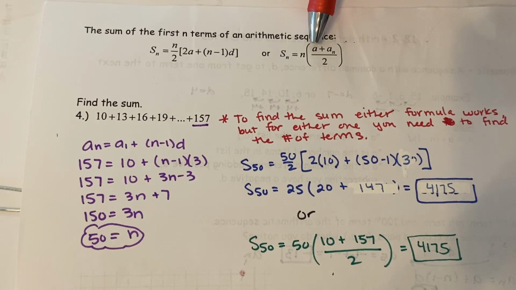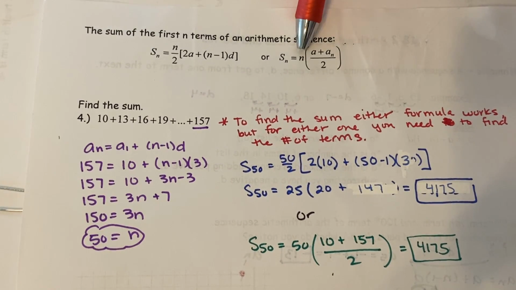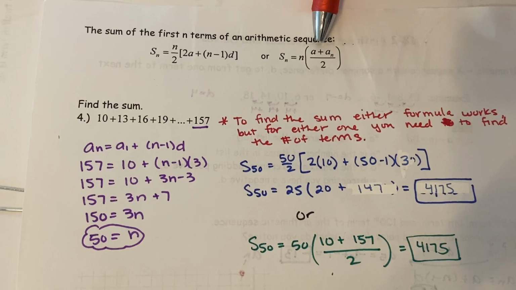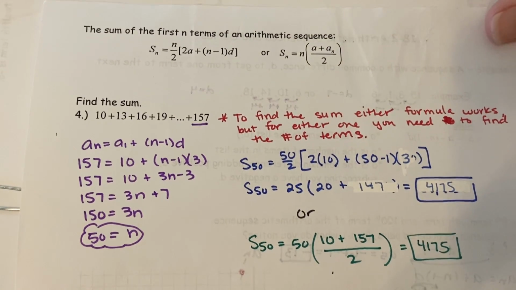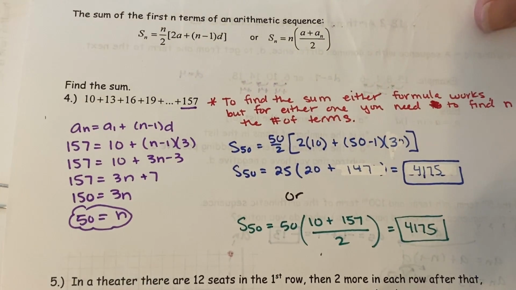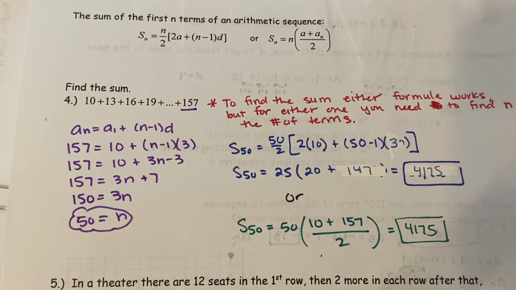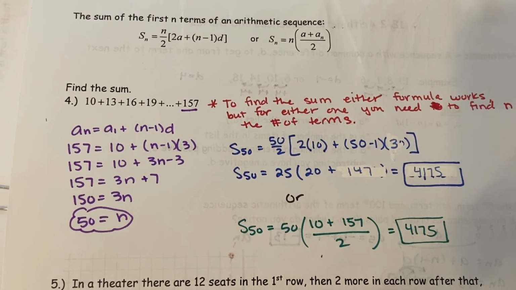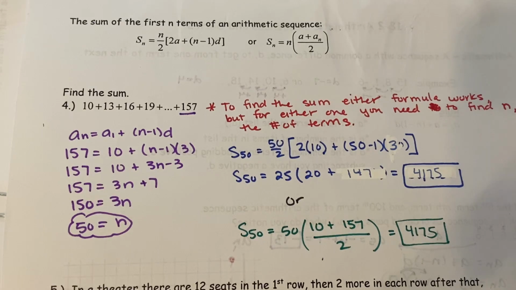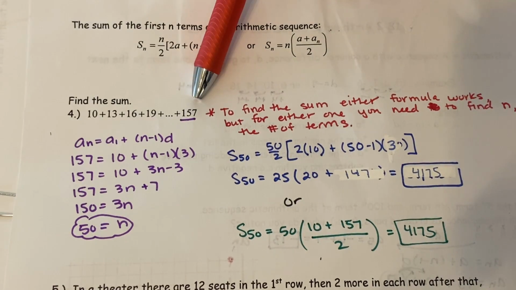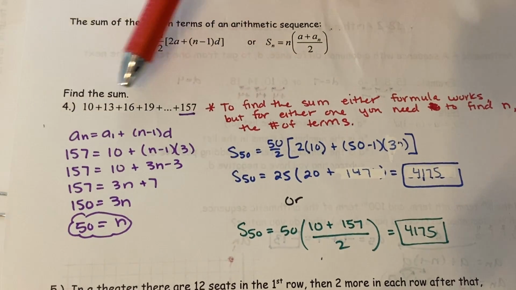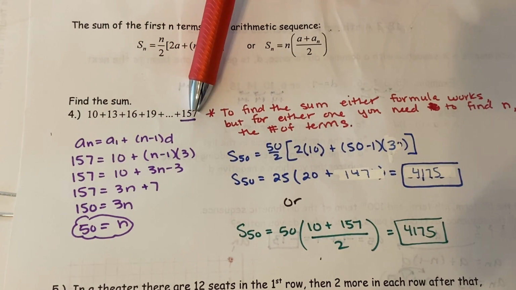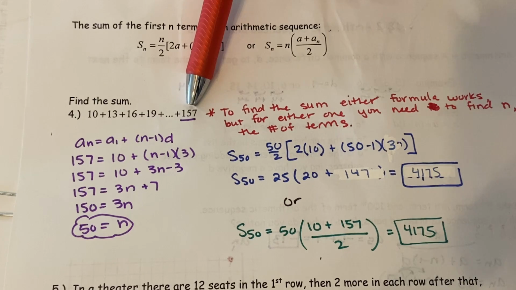So in this one, if I know my first and my last and how many terms I have, I can use this formula. So let's take a look at number 4 and see how we can do it both ways. We want to find the sum of this series: 10 plus 13 plus 16 plus 19 all the way out to 157. I don't know how many numbers are in this list, but I do know that 157 is the last number in my list.